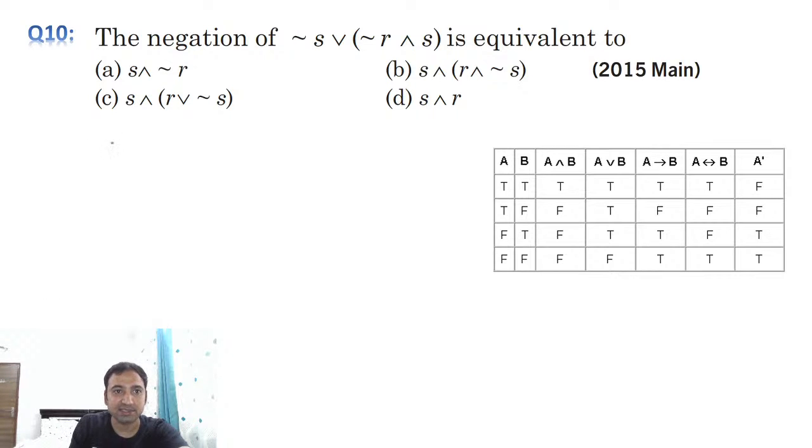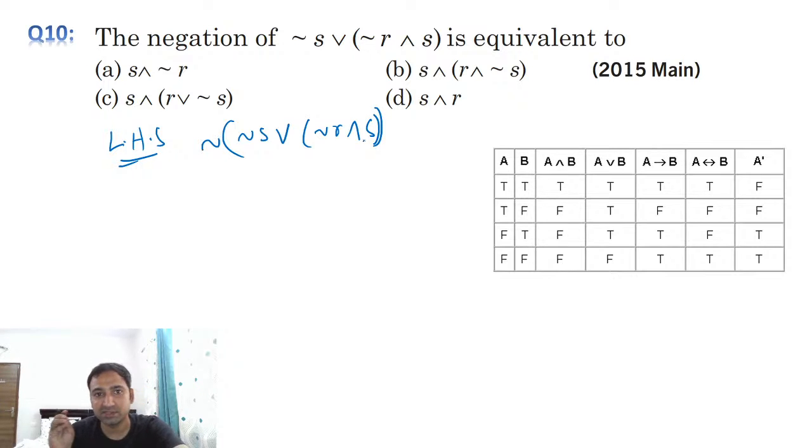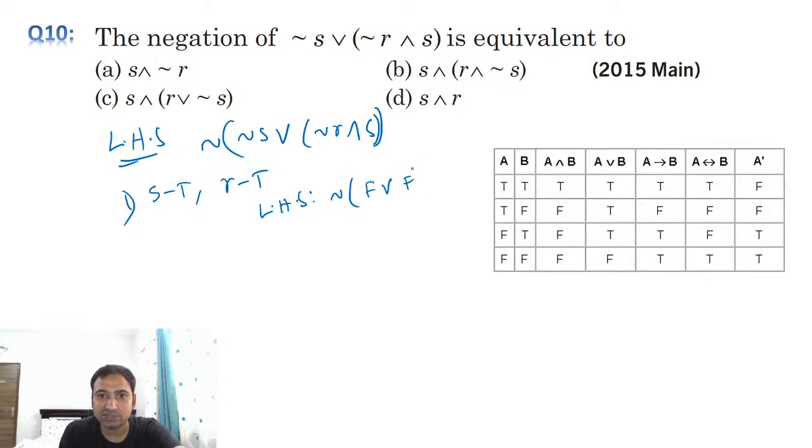Let's take the left hand side. We can write it as negation of S or negation of R and S. This is what I am getting. Got it? Now let's take a substitution. First substitution is S true, R also true. So in that case, what is LHS? LHS is becoming negation of false or this, so this is also false, we're getting.